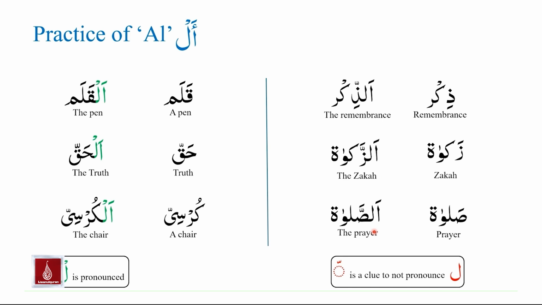One clue can be the presence of this symbol called shad on the alphabet that follows the lam. So we see it here, we see it here, and here. And furthermore, there is no presence of sukun on the lam as well. So there are some clues that can help us decide whether or not to pronounce the lam in these words.